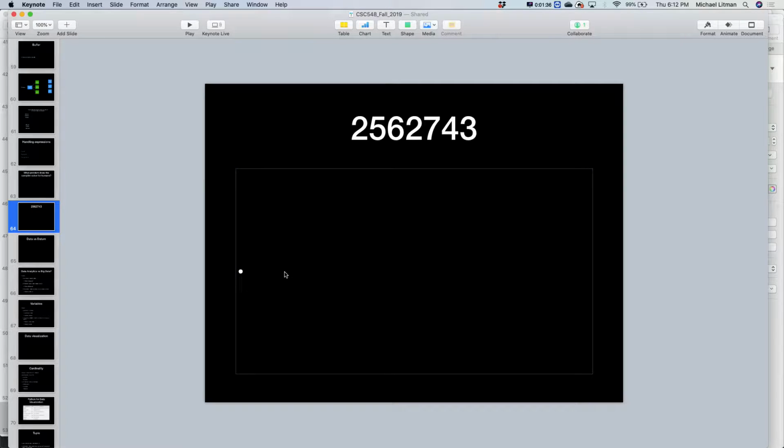So we're going to have a 3-bit representation of each digit. 3-bit representation of a 2 is 0, 1, 0. Of a 5 is 1, 0, 1. Of a 6 is 1, 1, 0. Of a 2 is 0, 1, 0. Of a 7 is 1, 1, 1. Of a 4 is 1, 0, 0. Of a 3 is 0, 1, 1. Okay? Then you put all those together, so that's 0, 1, 0, 1, 0, 1, 1, 1, 0, 0, 1, 0, 1, 1, 1, 1, 0, 0, 0, 1, 1.